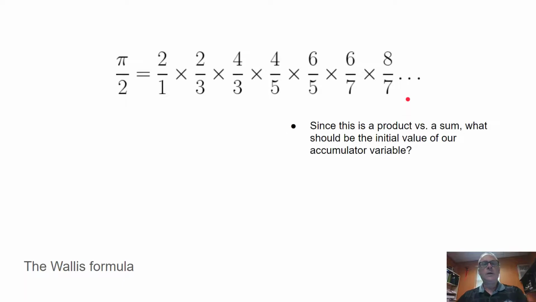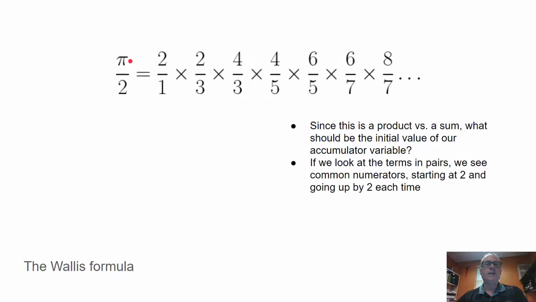So first of all, note that this is a product instead of a sum. So we're multiplying between each thing every time. What does that mean we have to do for the initial value of our accumulator variable? Well, if we had it at 0, like we did for the sum, then we'd always get 0 as a result. So we want 1, because that's the identity in multiplication.